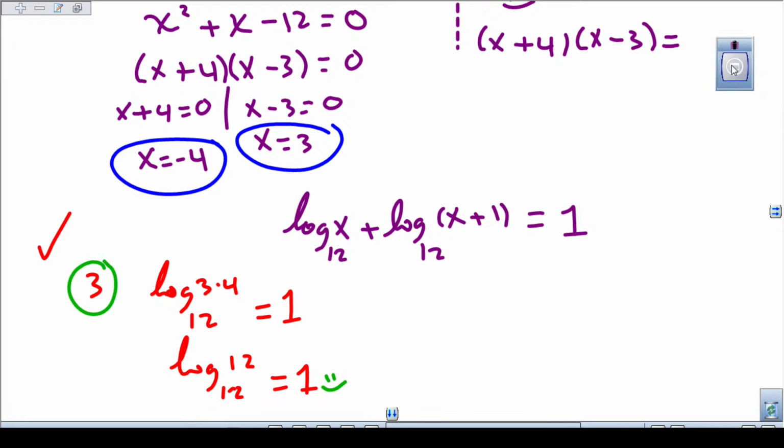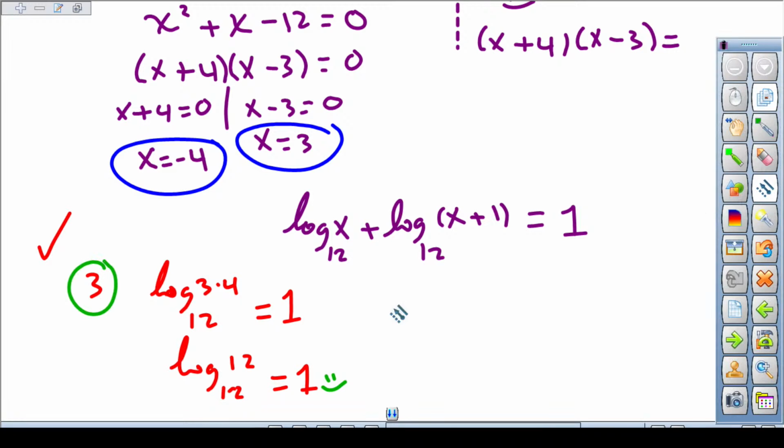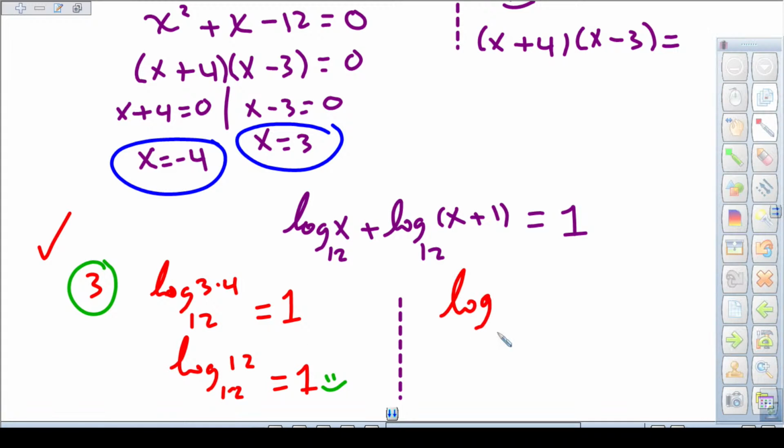Now let's try the -4. It's not going to take us too long to find out what's going on here. Log base 12 of -4. What just happened? Well, what just happened is you can't have a log of a negative number. You have a log base 12 of -4. Well, that's a problem. There is no log of a negative number.